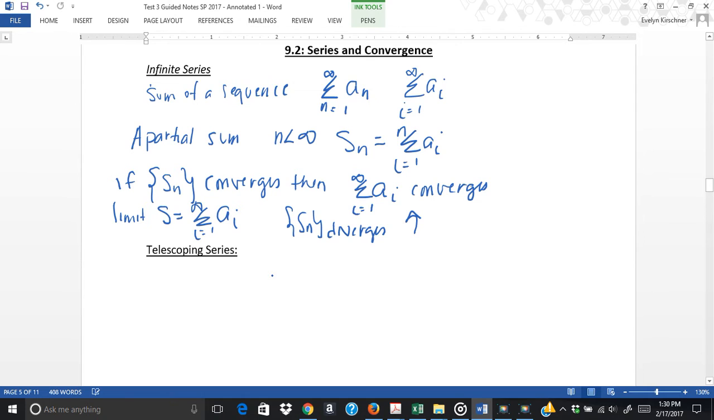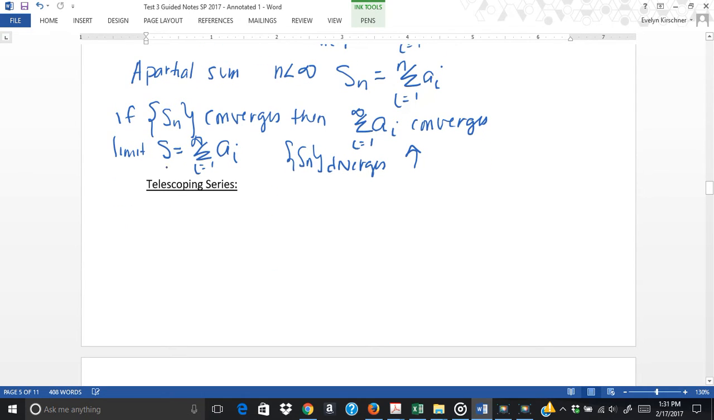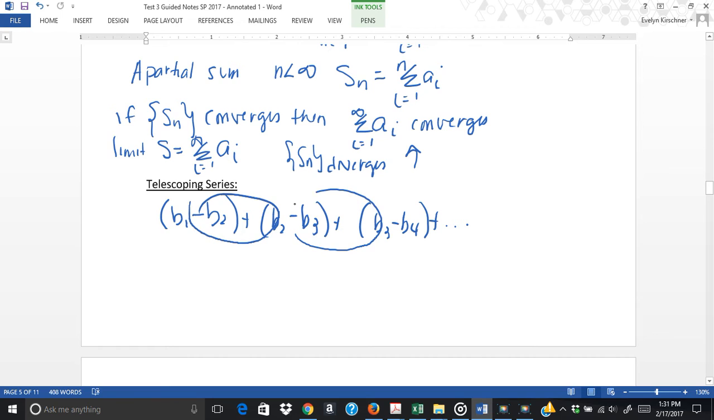A special type of series is a telescoping series, where I have terms like this: b1 minus b2 plus b2 minus b3 plus b3 minus b4, and so on. And notice what happens. These cancel out, and they keep on canceling out. So it gives me my nth sum is b1 minus that n plus 1 term, because if n is 1 here, this is n plus 1. This is n. So that would be what it equals.